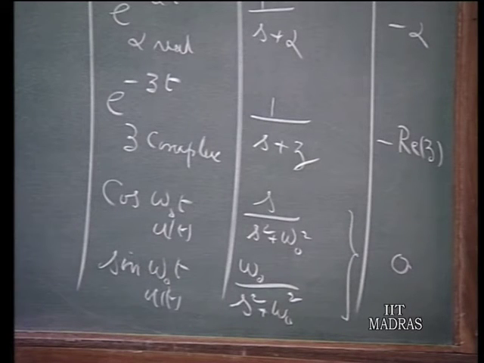So, that is what we are having for the sine function and the cosine function, which are truncated at t equals 0. That means, the sine and cosine exist only for positive values of time.